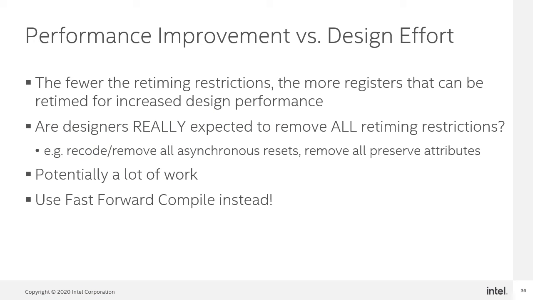As we have seen, the fewer the retiming restrictions, the more registers that can be retimed to boost performance. This is easy to do if you are writing new code, but if you are porting existing code, are you really expected to go through your design removing all possible retiming restrictions? While that is a potential solution, it can also be a lot of work. For this then, we will use fast-forward analysis.